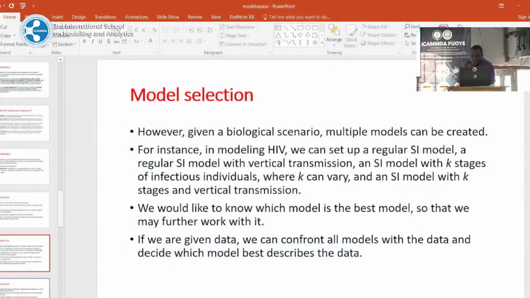So we would like to know which model is the best. How many models do we have here? 1, 2, 3, and then we have an SI model with case stages of individuals, okay, 3. And then we have an SI model with case stages and vertical transmission.